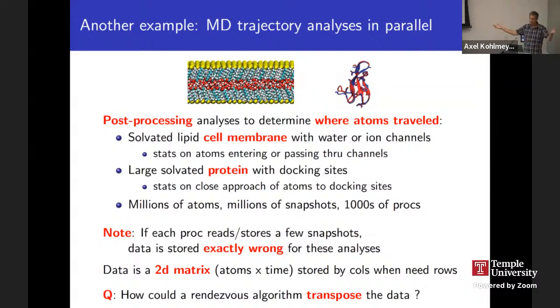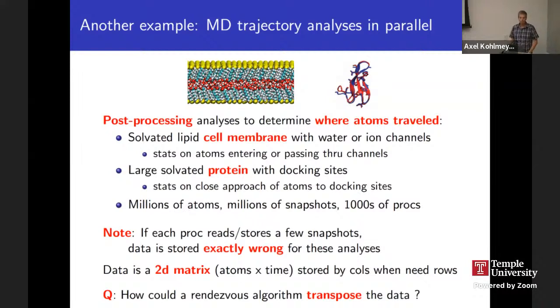Okay, so that's a case where rendezvous doesn't need to send anything back. It's just an alternate decomposition, transpose the data set, to get all the information about one atom where I can do the analysis. That makes sense?